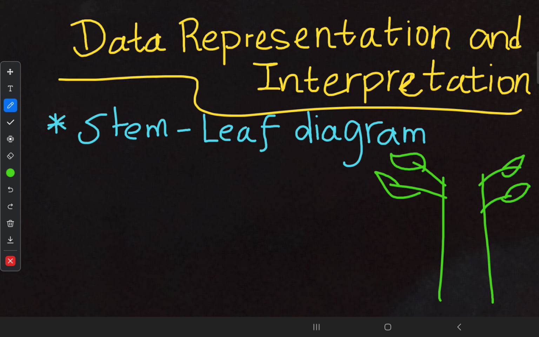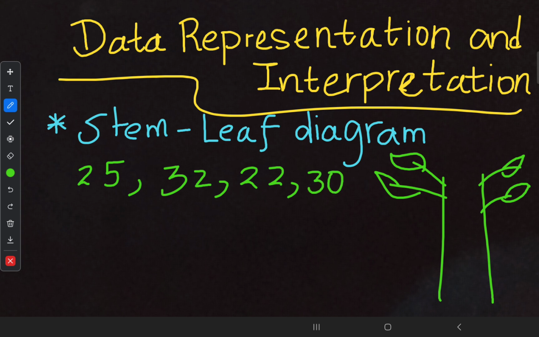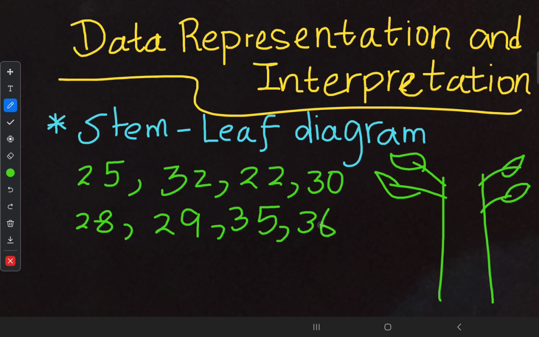If I give you a data set like this: 25, 32, 22, 30, 28, 29, 35 and 36. This is the given data. According to the given data, we have to draw a stem and leaf graph.